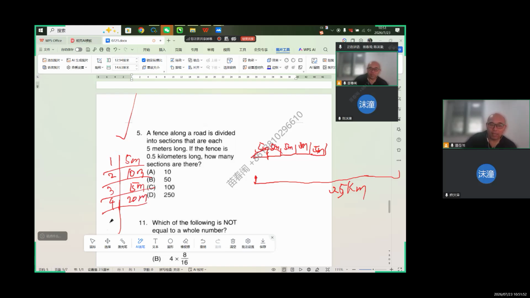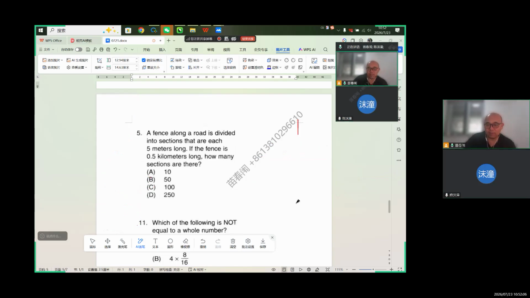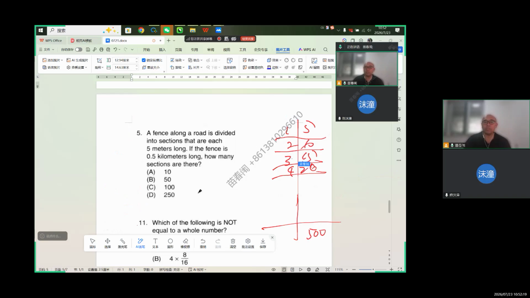And then they ask how many meters? 0.5 kilometer, but I'm changing it to 500 meters, right? I'm going to do it like this: 1 is 5, 2 is 10, 3 is 15, and 4 is 20. And then I'm using 500. This is a ratio table. All this table thing is a ratio table, right? I'm just going to use 1, 5, 500, and x.